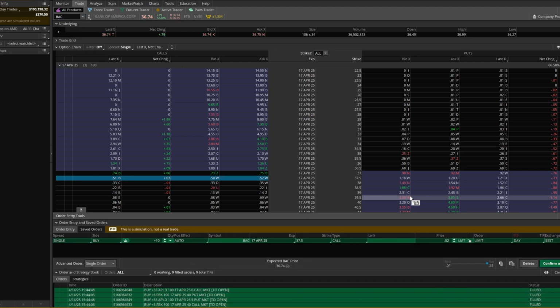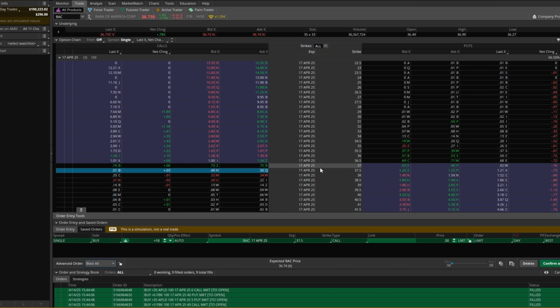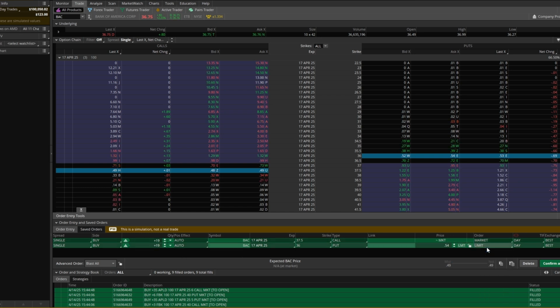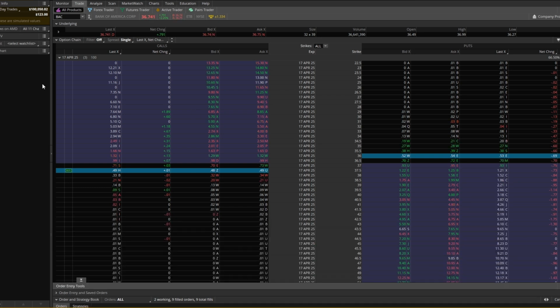Next, we're going to have Bank of America. Here we go. We can do 37.5. To the downside, we're going to look for 35, close to 36. So we're going to have to do this one. 19, 19, market, confirm, send. Perfect.